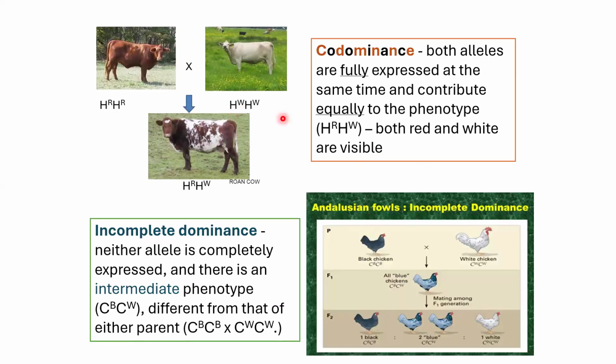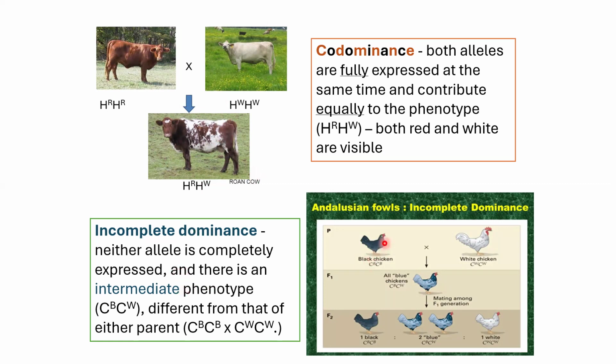Another example of codominance is these sweet little cows, where a brown one and a white one come together. They have a cow with this fur color, which is the roan cow fur color. Both the colors are visible in that cow.